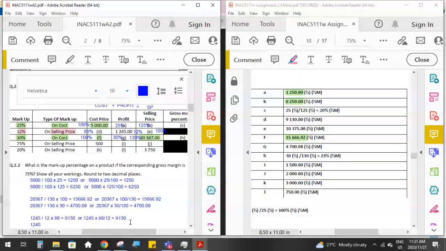If you want to use the maths, we can say 1245, which is my profit, divide that by 12 to get 1%, and then multiply it by 100 if it's the selling price that I want. And then you should get 10,375. Or 1245 multiplied by, at the top of my fraction must be what I want, which is 100, and at the bottom of my fraction must be what I've got, which is 12, equals 10,375.